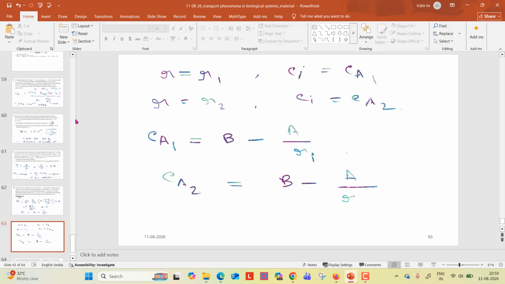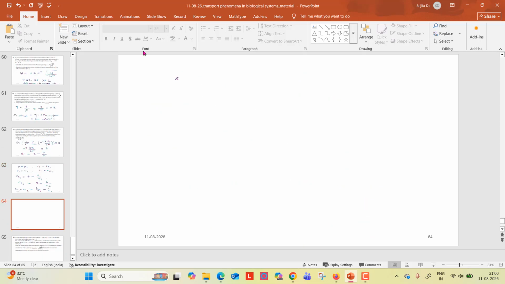So if we take the subtraction, Ca1 minus Ca2 will be a by r2 minus a by r1, right? So a will be Ca1 minus Ca2 divided by 1 by r1 minus 1 by r2.